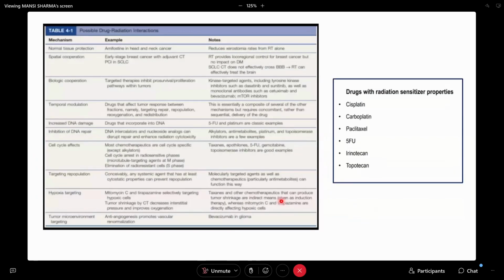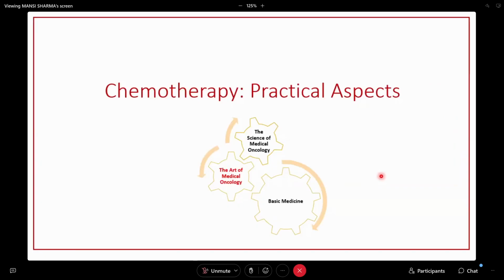So again, I will not go into the slides. It's a very busy slide. However, we need to know that there are certain drugs that we use as radiation sensitizers, notably, as I mentioned before, cisplatin, carboplatin in head and neck carcinoma, paclitaxel, 5-FU, irinotecan and topotecan. Now, this was the scientific aspect and the preclinical aspect of the various chemotherapy drugs that we used.